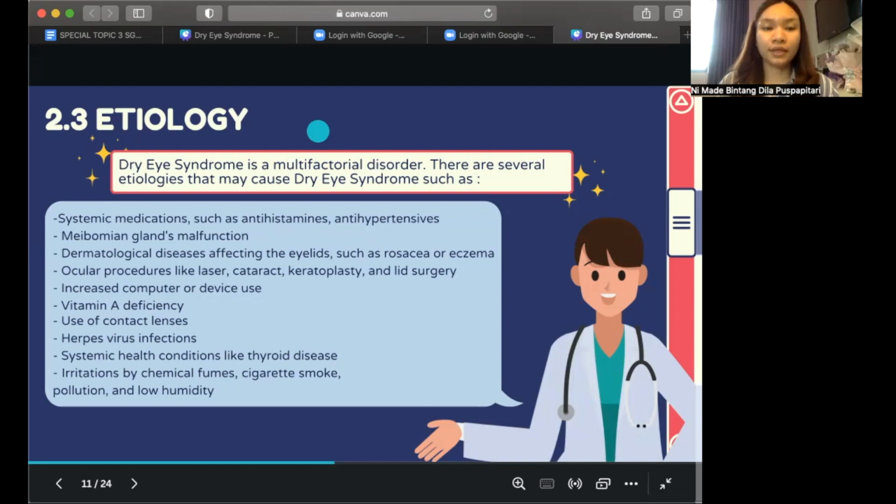And it can also be caused by increased computer or device use, vitamin A deficiency, use of contact lenses, herpes virus infections, systemic health conditions like thyroid disease, and it can also be caused by environmental factors, like irritation from chemical fumes, cigarette smoke, pollution, and low humidity. That's all for me. Next will be explained by my friend.